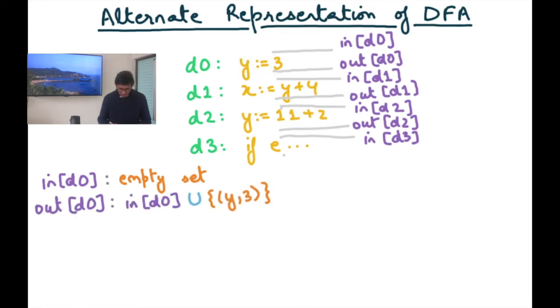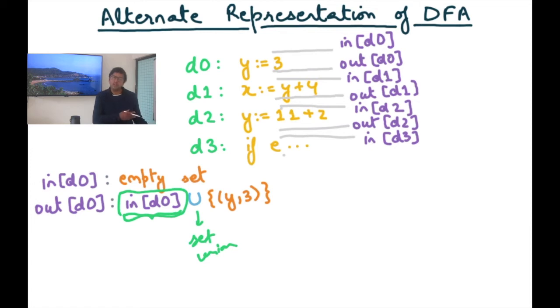So we're going to say out[D0] is whatever is in[D0] union, this is the set union, (y, 3). We just add (y, 3) to in[D0], and notice that I'm writing it in a generic way. I could have just written (y, 3) because I know in[D0] is an empty set, but I'm trying to write it in a more precise and mathematical form based on how it is being derived, which is by saying that whatever is in[D0], just union (y, 3) to it.